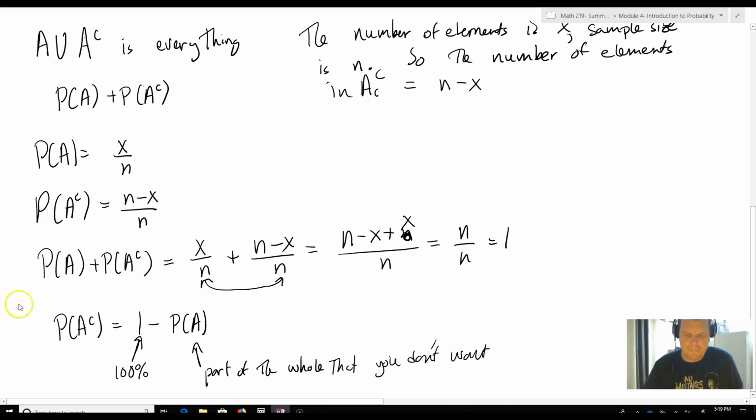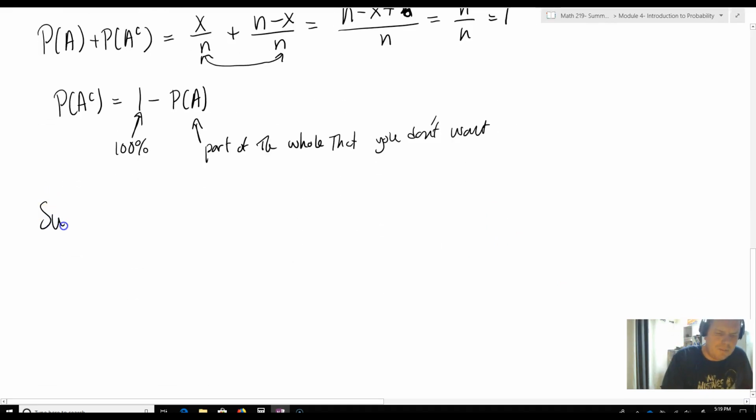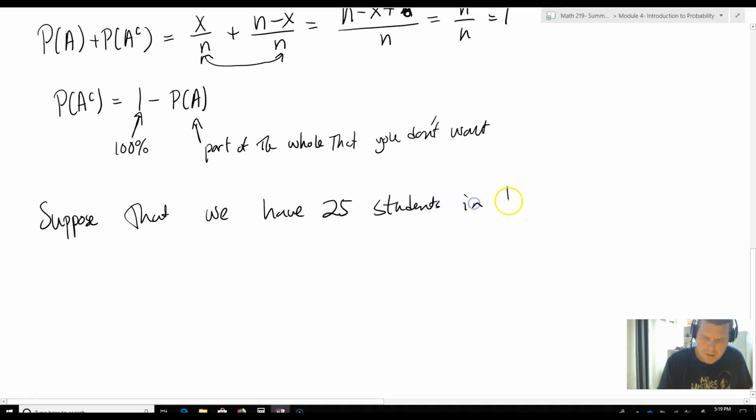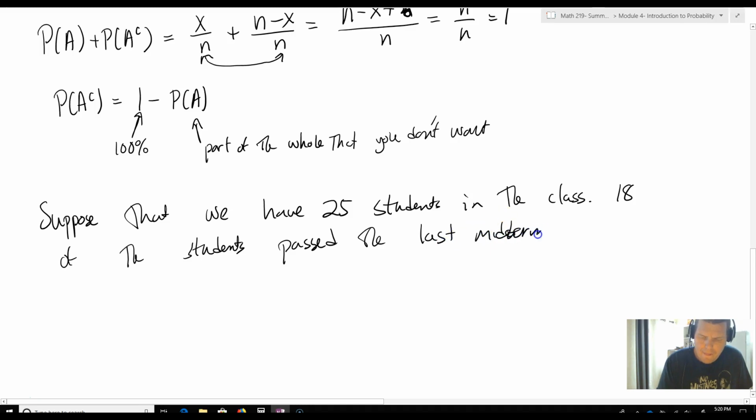So let's take a look at an example. So we'll suppose that we have 25 students in the class. "18 of the students passed the last midterm. What is the probability that a student did not pass the midterm?"